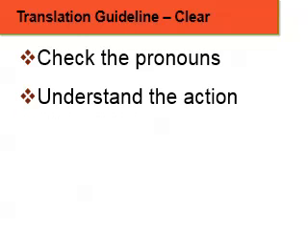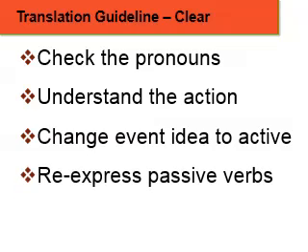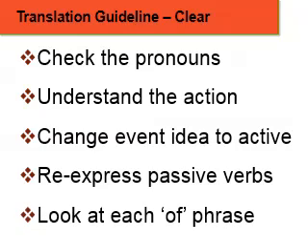Be sure you understand who is doing the action. A clear translation will identify the subject that is doing the action and the object that has the action done to it. You will need to change each event idea into an active clause. Change passive verbs to the active form. You will also look at each of phrase to identify the meaning of the possessive construction.